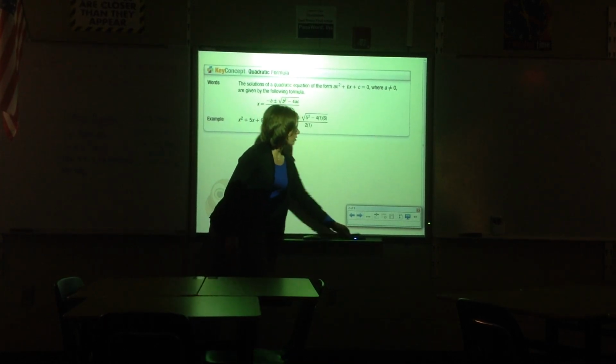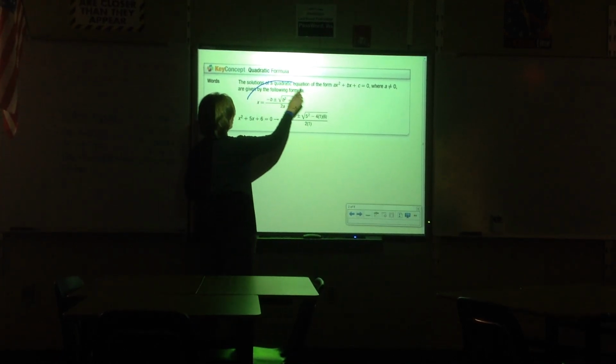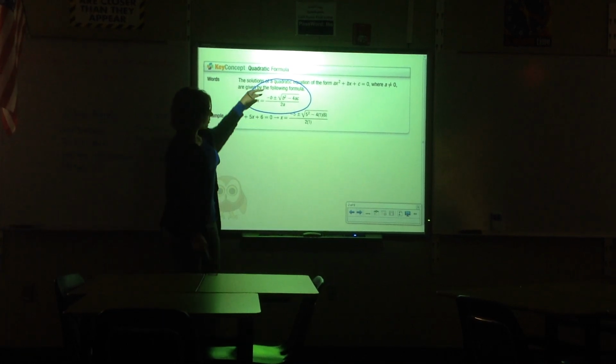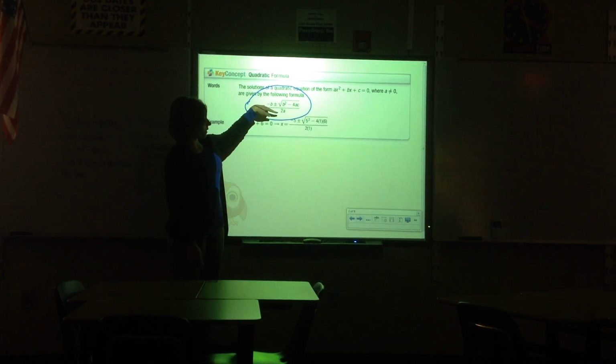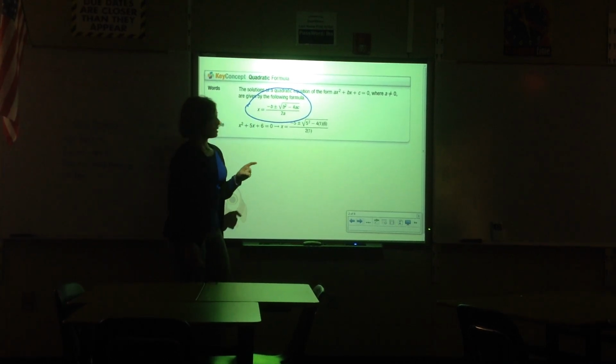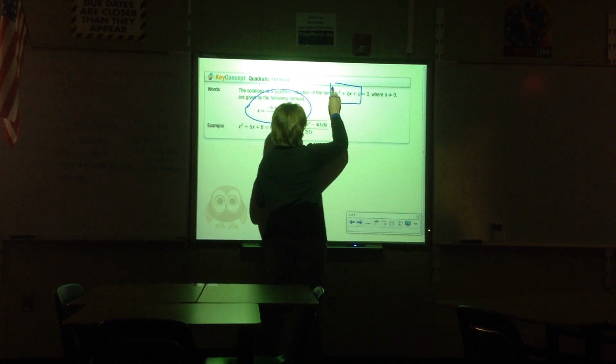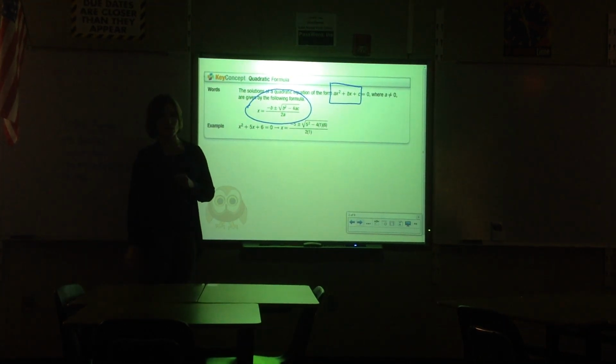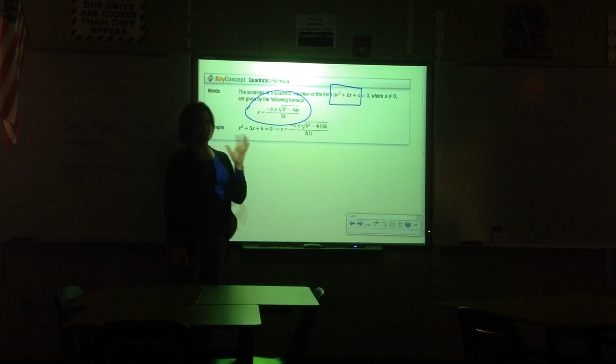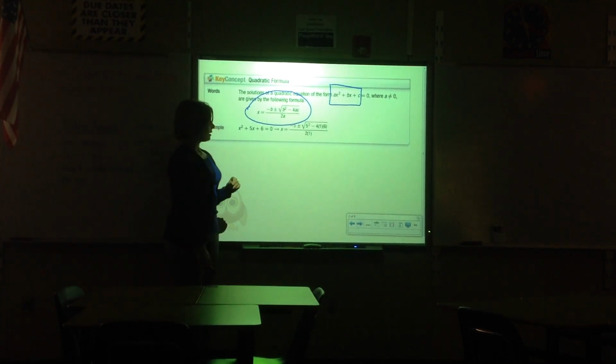This was your quadratic formula. x equals negative b plus or minus the square root of b squared minus 4ac, and it's all over 2a. Now the key to this is that our equation has to be in standard form, ax squared plus bx plus c. So if it's not, you need to solve it so it gets into that form.